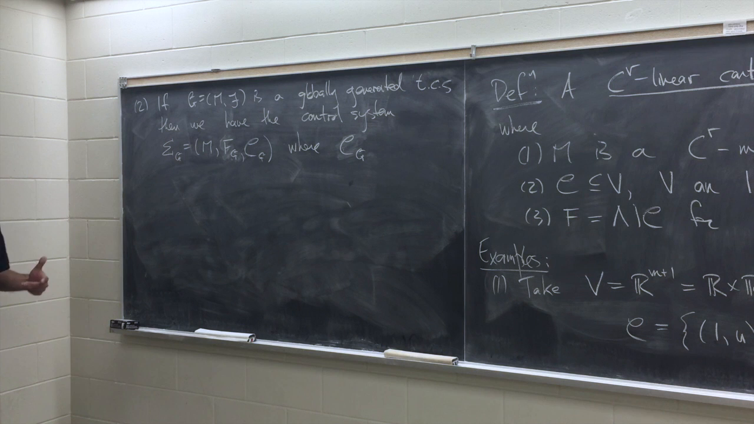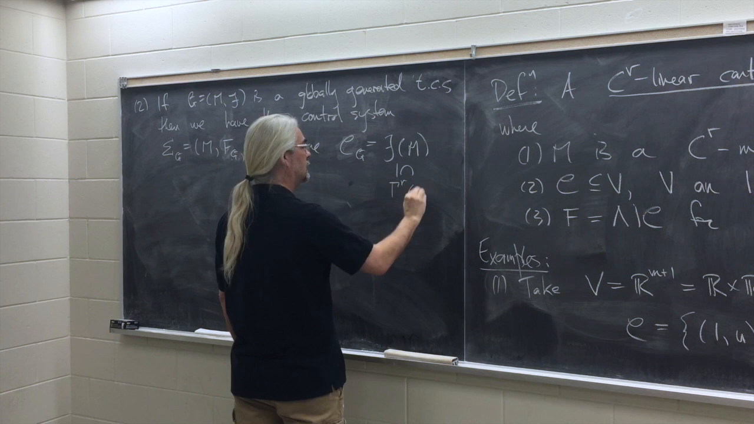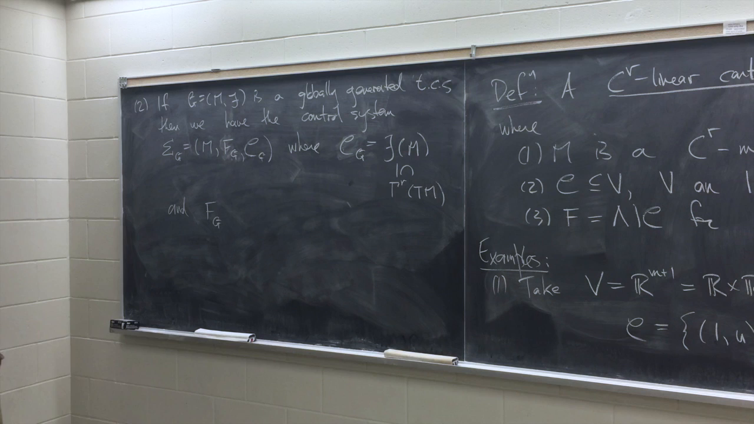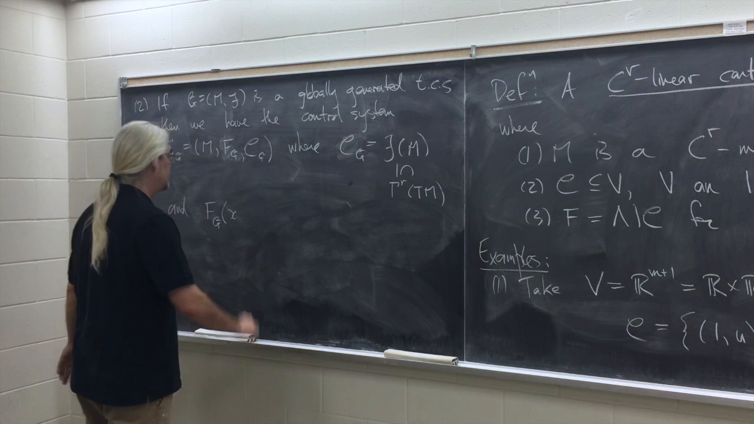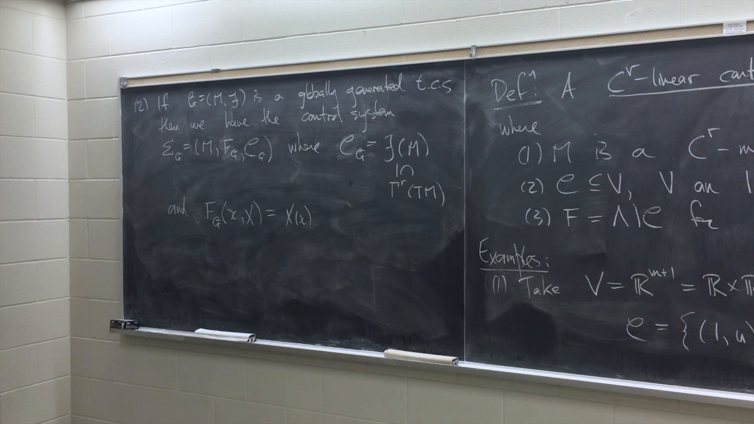The control set for the control system is simply a set of globally defined vector fields. So this sits inside there. And F. This is going to take a point in M and a control. A control in the control set is a vector field. That's the control system. All right, so now this is a linear control system according to my definition.